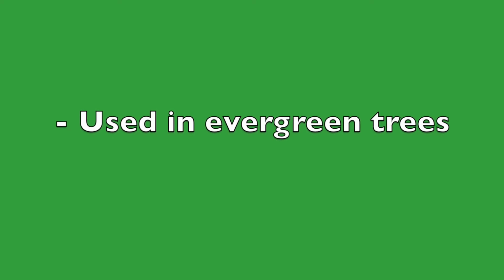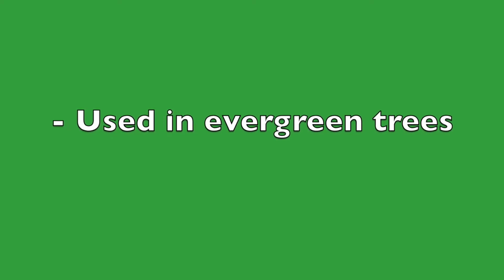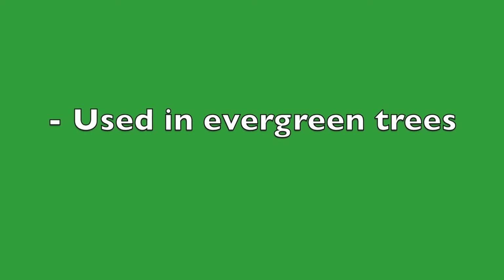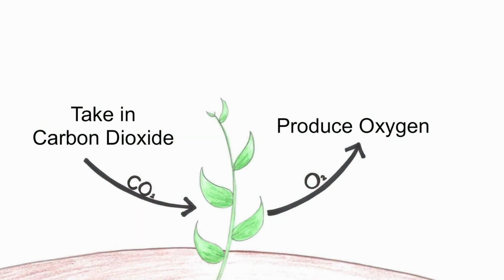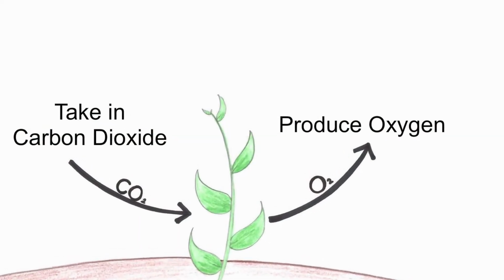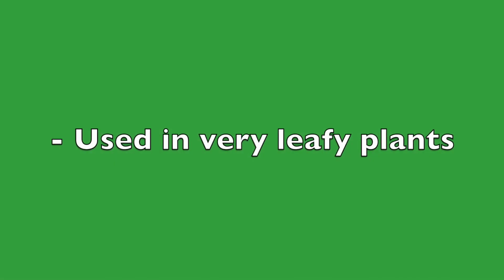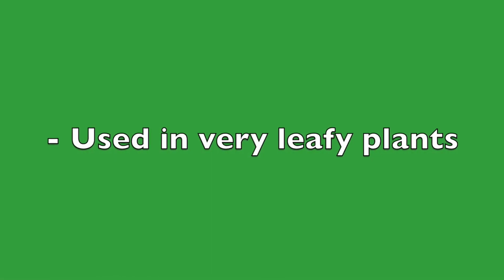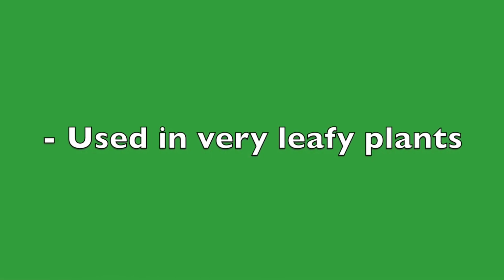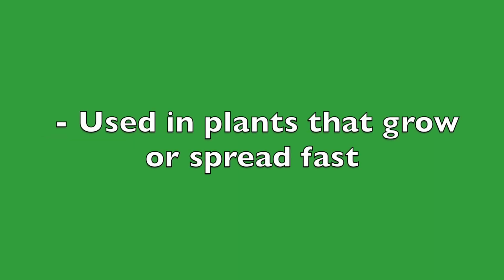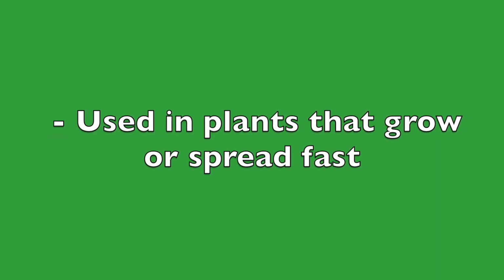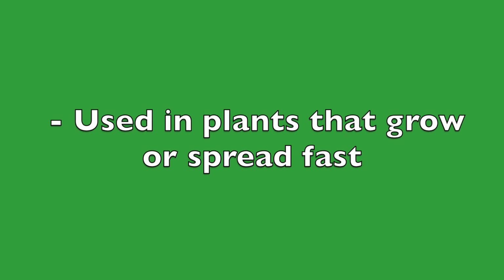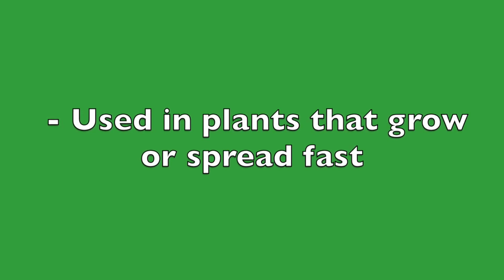This technology should be used in evergreen trees since they never go dormant, meaning they use photosynthesis all year long. For us, that means they take in carbon dioxide and produce oxygen all year long. It should also be used in very leafy plants because the leaf of the plant is the part that conducts photosynthesis. Lastly, it should be used in plants that grow or spread fast so that the plant will take in larger amounts of carbon dioxide and produce larger amounts of oxygen.